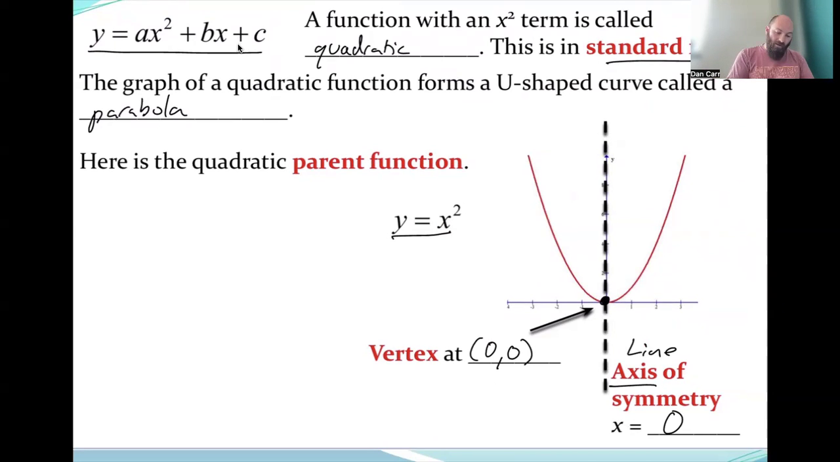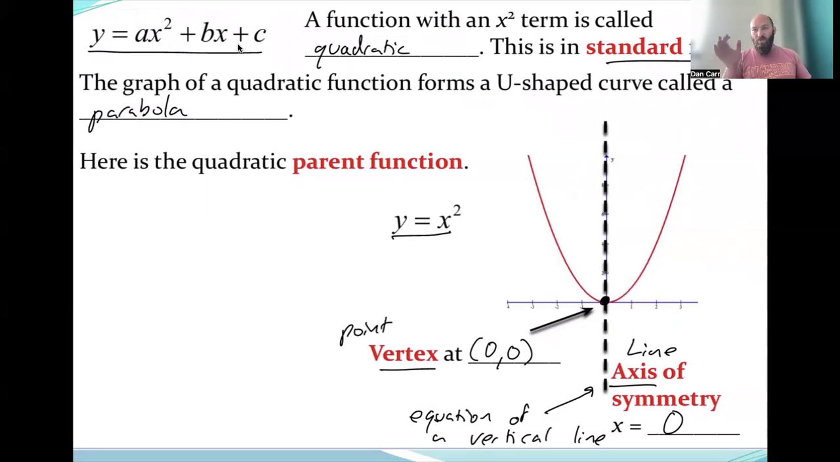Okay, so again, this is the equation of a vertical line. All right, so that's why we have to write it as x equals. The vertex is a point on the graph. So that's why it's an ordered pair of x comma y.